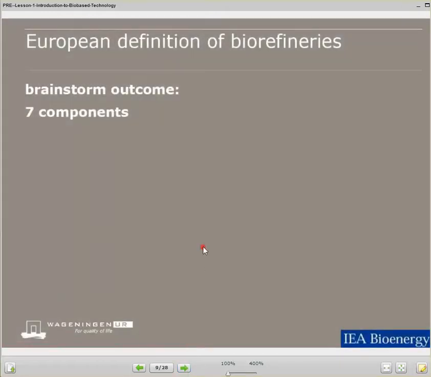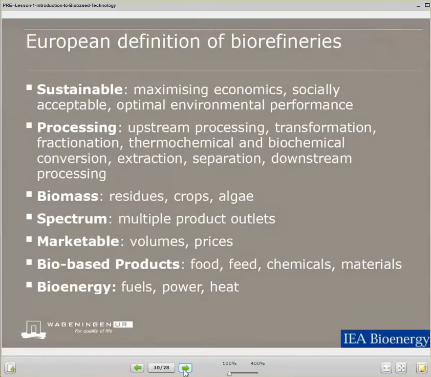Okay, so now that we've defined biorefineries, there were 7 components. This is from another conference, the second conference, the IEA Bioenergy Conference. The Europeans came up with 7 individual components for a biorefinery. First, it must be sustainable. It must maximize the economics. So, of course, you want profit. You're not doing this just to save the world. Of course, that's always something to consider. But it also has to be economically feasible, socially acceptable, and have optimal environmental performance.